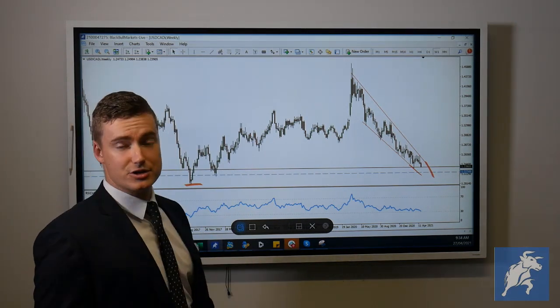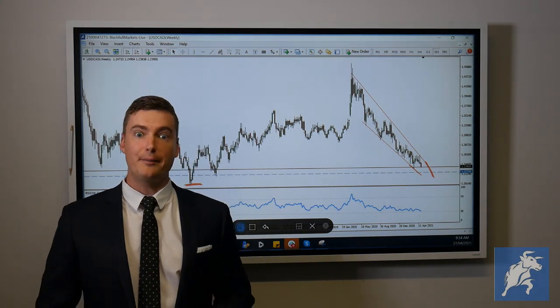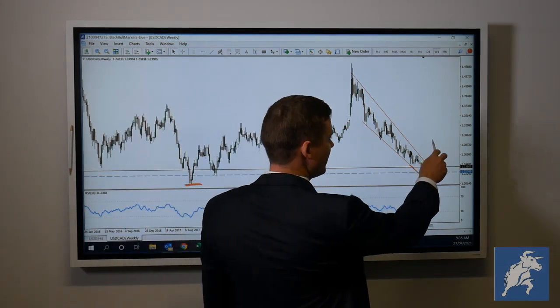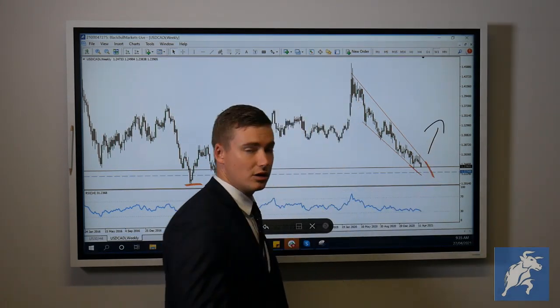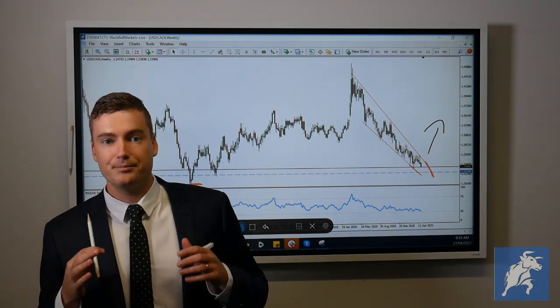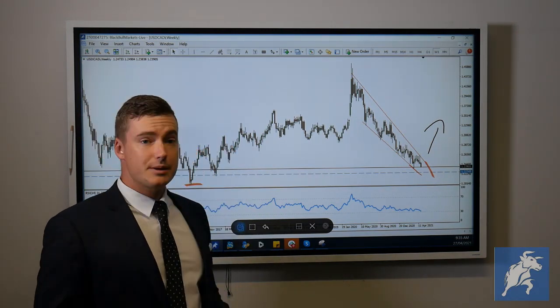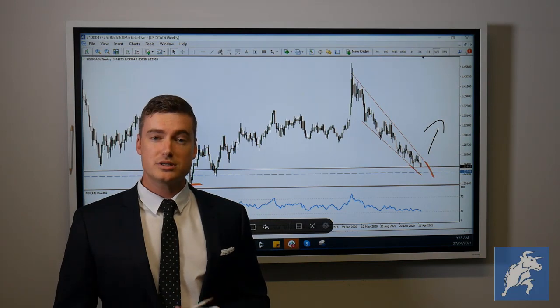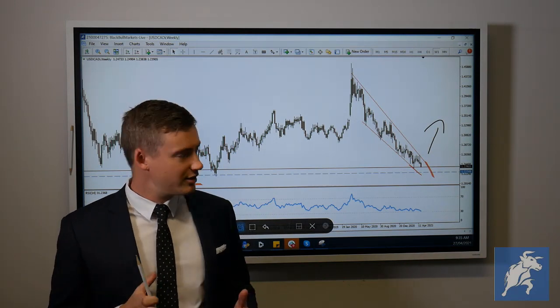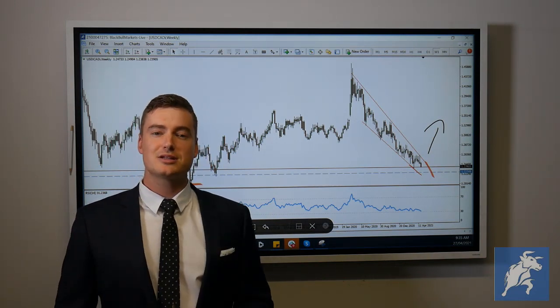If you're watching this currency pair, you're probably looking for it to go up at some point in the near future. Obviously, the Canadian dollar being a commodity-driven currency, we need to keep in mind that gold and oil are pretty strong these days. So if we couple all that together, we could be looking at a bounce. It's just hard to know when.